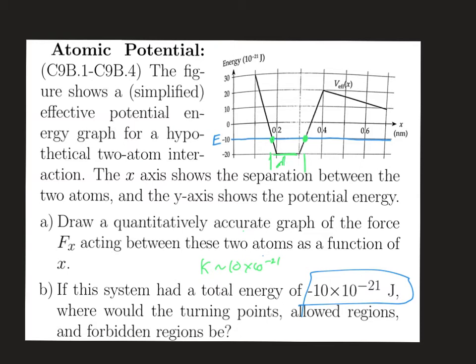This is allowed. And then forbidden is outside. So the entire region less than 0.2 and greater. Of course, it's not exactly 0.2. You know, it's a little under 0.2. It's a little over 0.3, whatever. Those outside regions are forbidden. So that's the answer to part B.